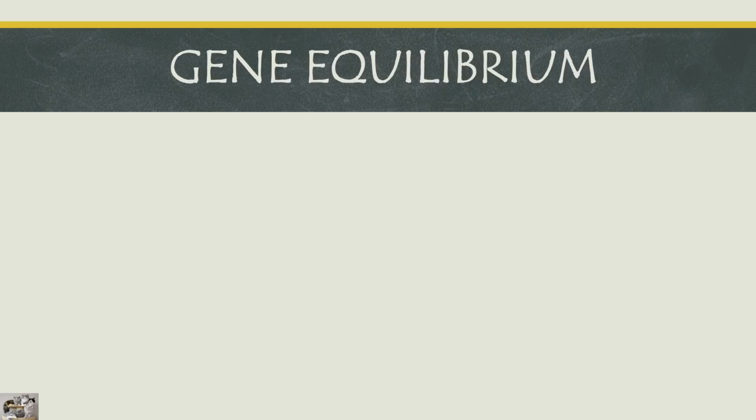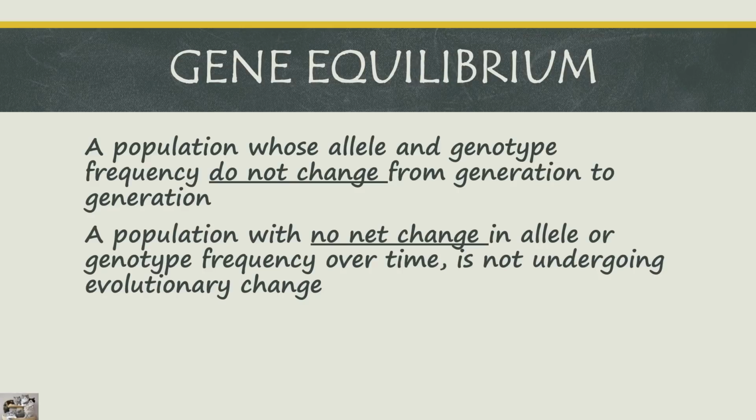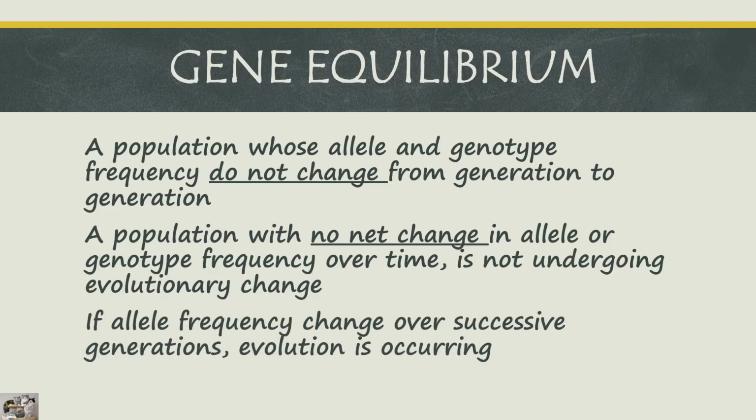Okay, how about gene equilibrium? Gene equilibrium is when a population's allele and genotype frequency do not change from generation to generation. A population with no net change in allele or genotype frequency over time is not undergoing evolutionary change. If allele frequency changes over successive generations, evolution is occurring.